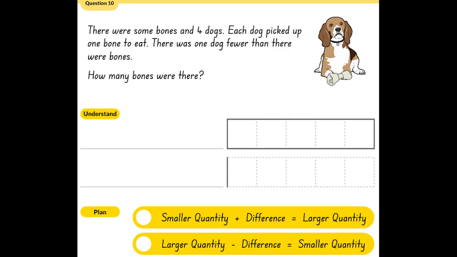Question 10. There were some bones and 4 dogs. Each dog picked up 1 bone to eat. There was 1 dog fewer than there were bones. How many bones were there?